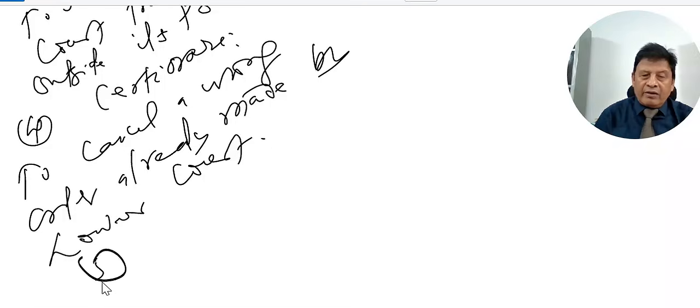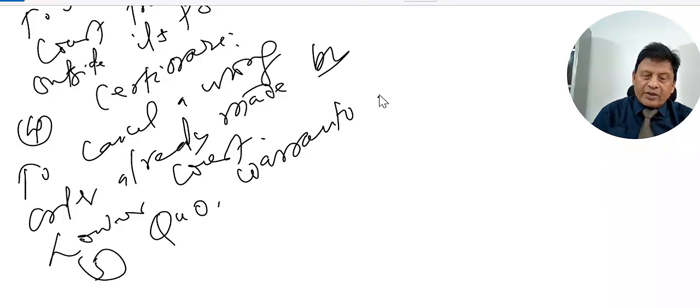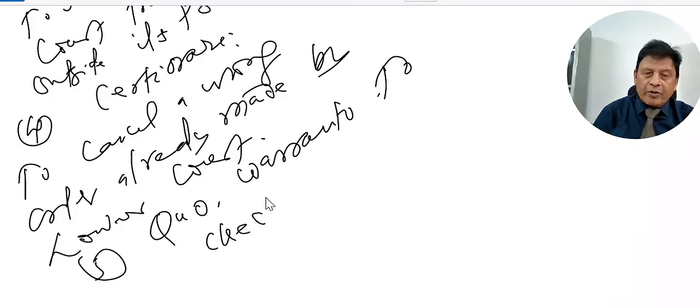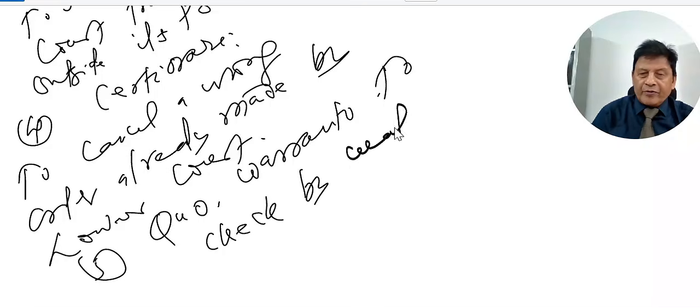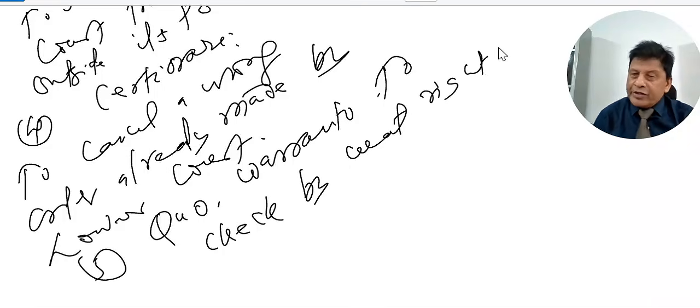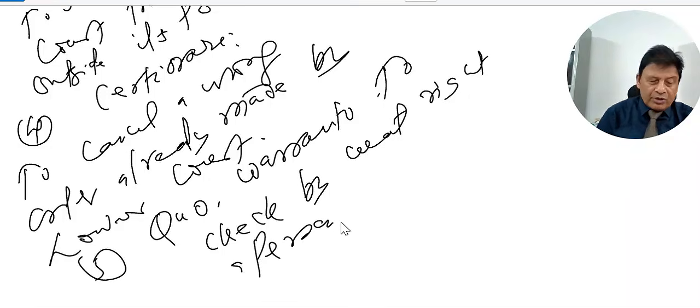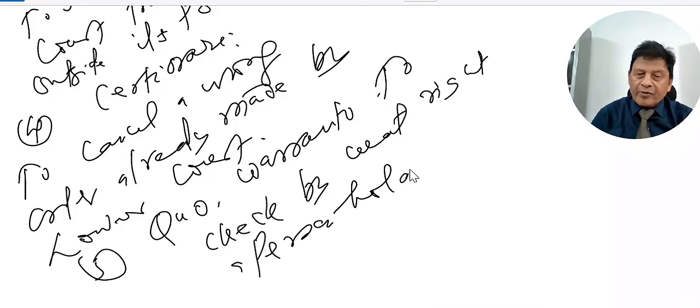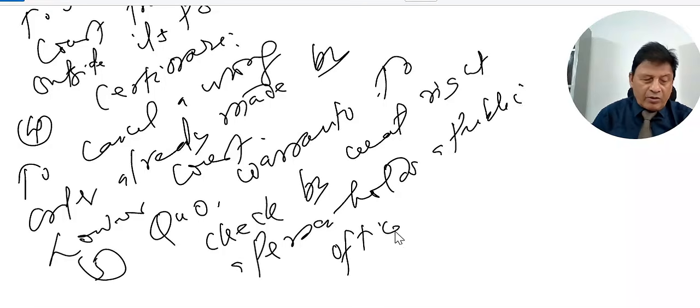And the fifth kind of writ is quo warranto. Here, to check by what right a person holds a public office, when they should not have it.